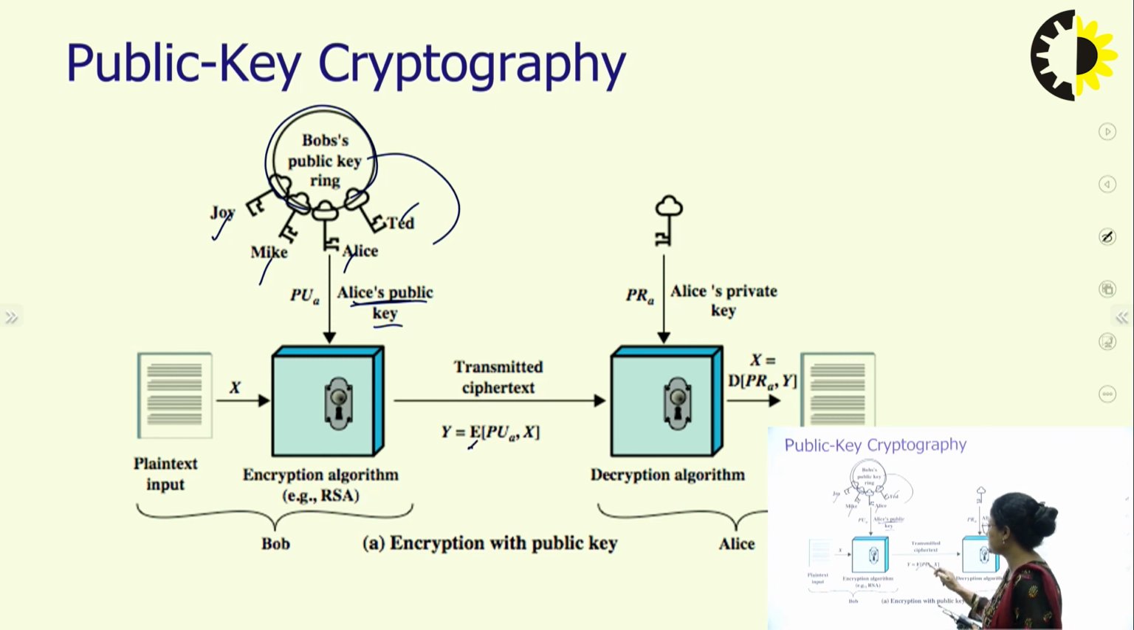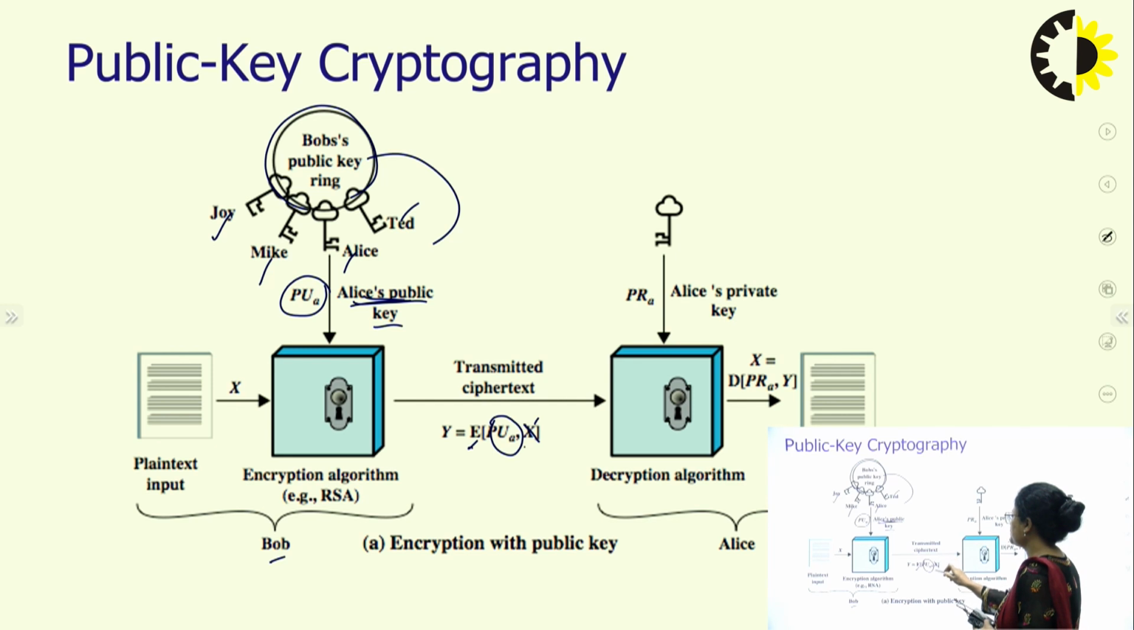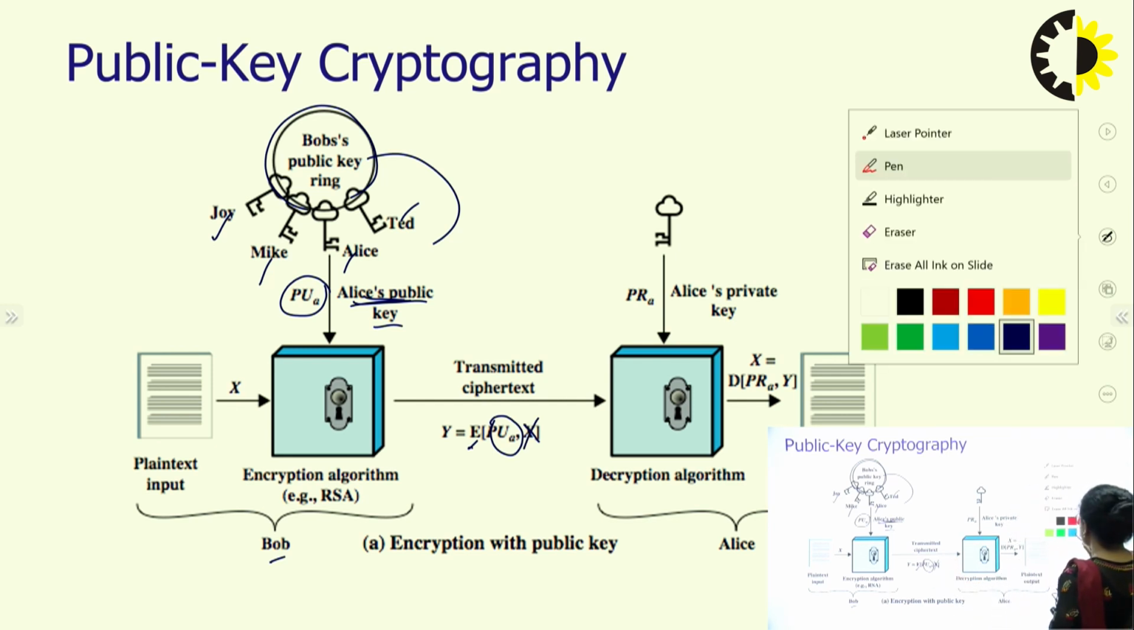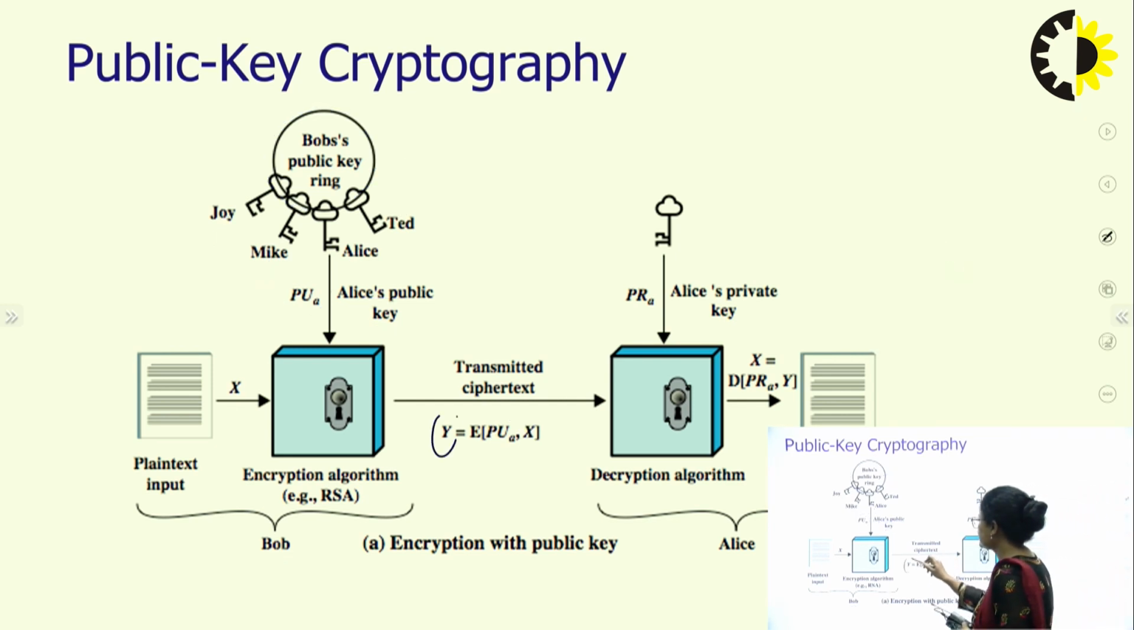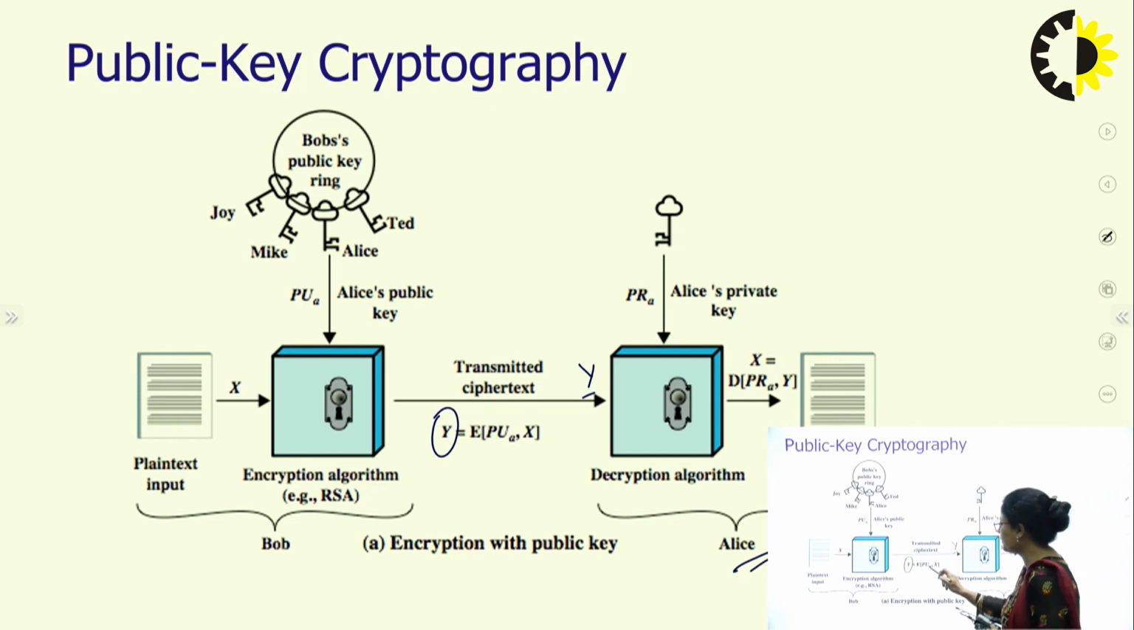To encrypt the message, the sender is using the public key of the receiver. The receiver here is Alice, unlike the example which I took, and the sender here is Bob, and X is the message which needs to be encrypted, and Y is the ciphertext, or the encrypted message, that is being created, and Y is sent over the network.